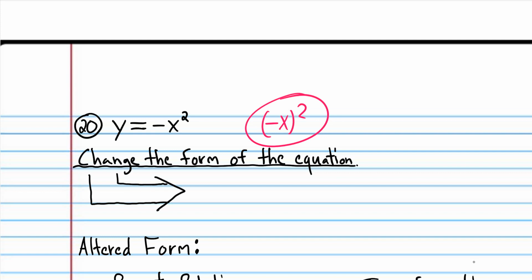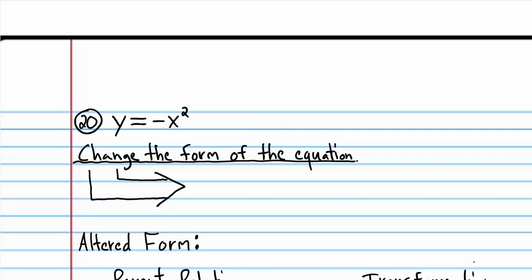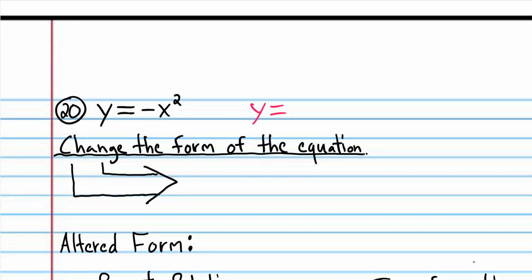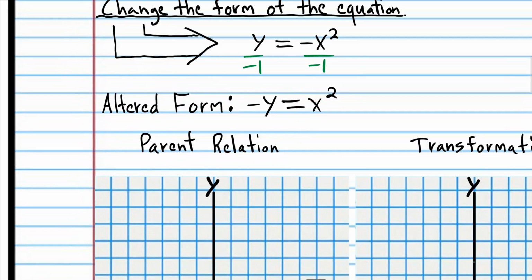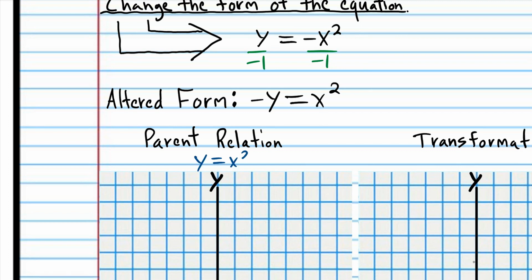So we don't have a negative written on the x, we have a negative written on x squared. And again, what that means is y is equal to -1 times x squared. You can write a parentheses on both or just one, but it's multiplication. So we're going to change the form of that equation by dividing both sides by -1. And that just changes the sign, so we have -y is equal to positive x squared. And so the parent relation is y is equal to x squared.